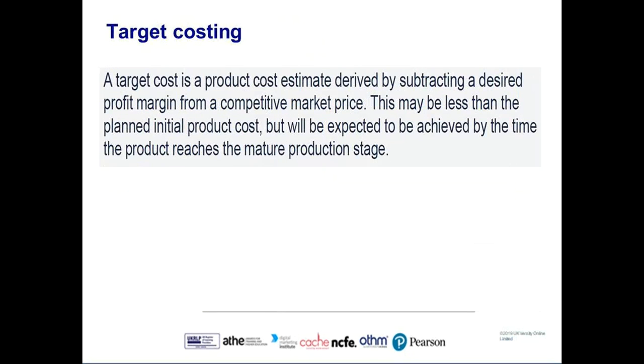Target costing is all about the target, what you really want. Target costing is a product cost estimated by subtracting the desired profit. I want 20% profit, so what will be my target cost then? This may be less than the planned initial cost, but it is expected to be achieved by the time the product reaches the mature production stage.